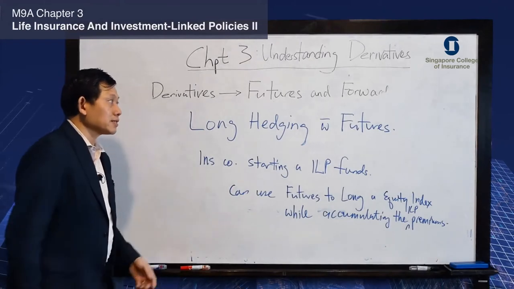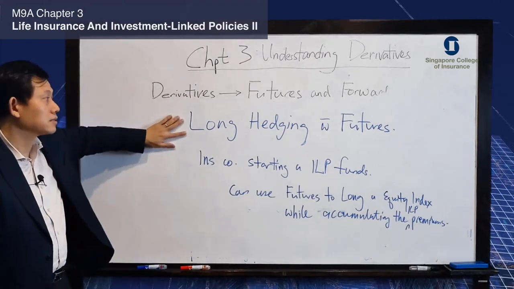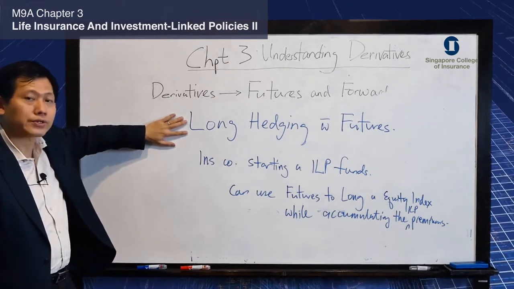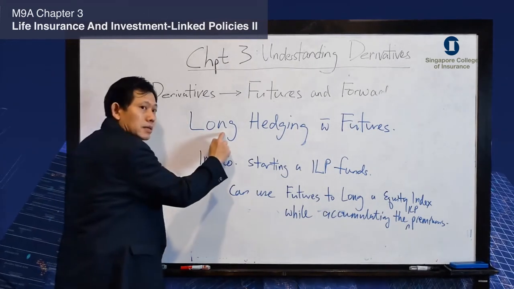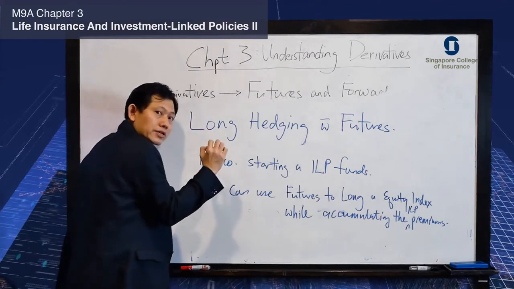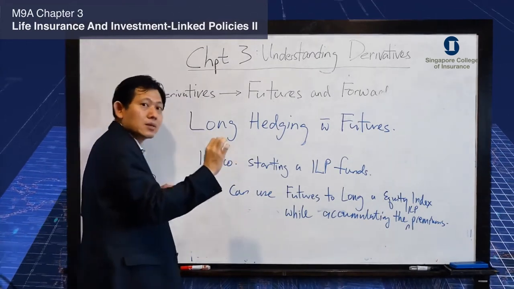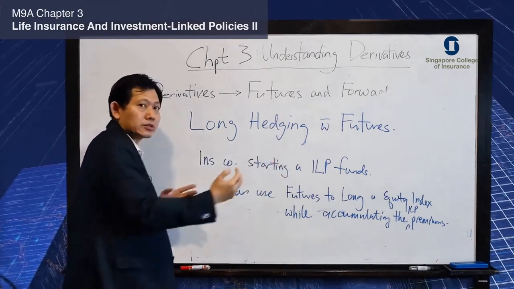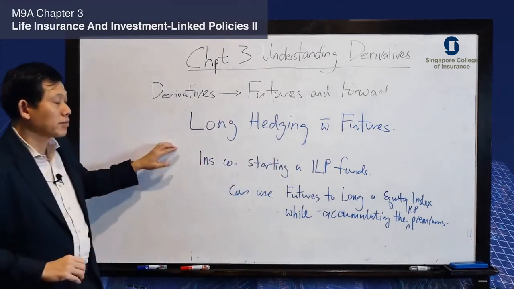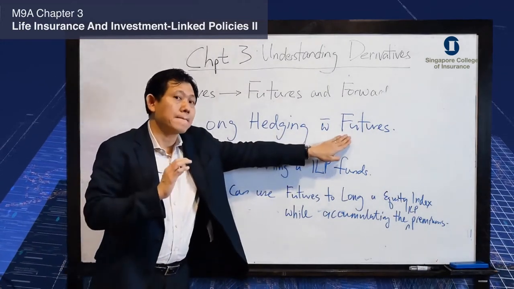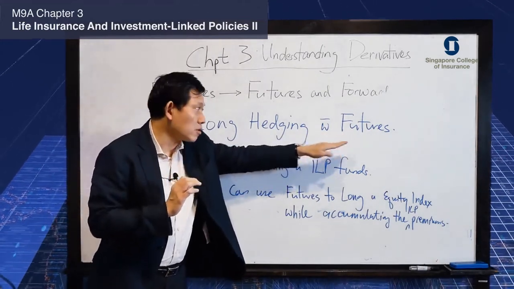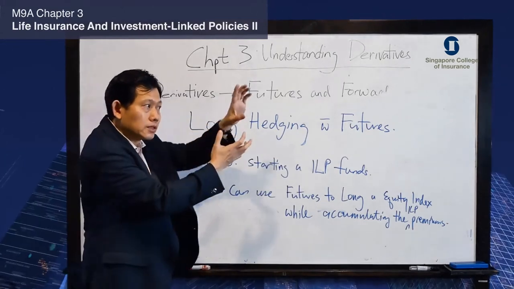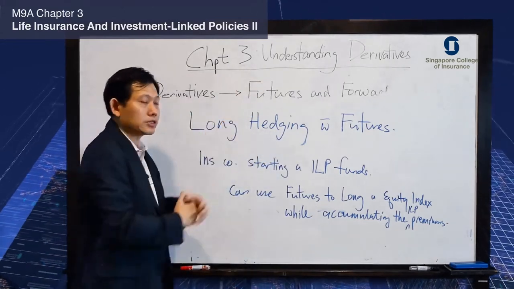Let's end our futures trading strategy with one last part, which is very commonsensical: long hedging with future contracts. The word long means that you purchase these future contracts with the anticipation that in 2 months down the road, or 1 month down the road, the market will increase. Because with futures you're trading using margin, with a small amount of dollars you can actually get yourself exposed to the entire value of the portfolio that you want.